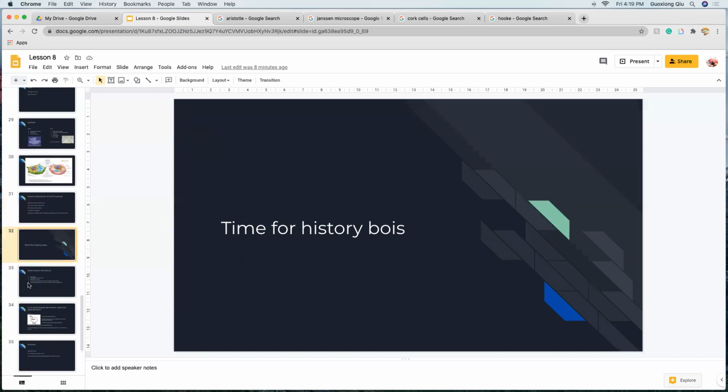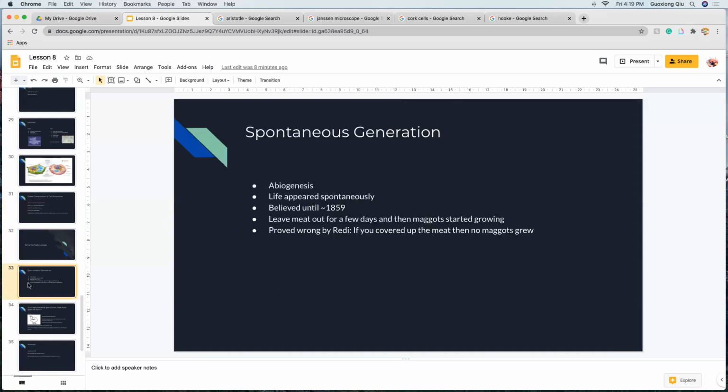History. So firstly, one belief within history about life and existence is known as spontaneous generation, also known as abiogenesis, which is just the belief that life appeared spontaneously or out of nowhere. It was believed until around 1859.